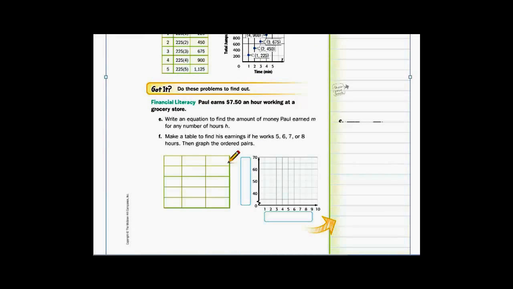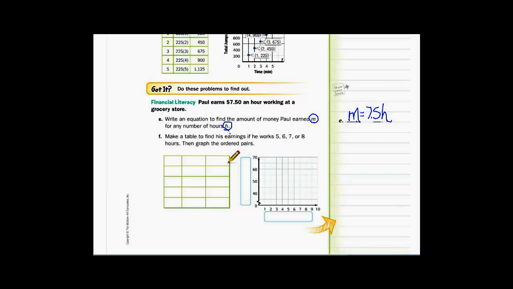All right, so back with me under got it. Paul earns $7.50 an hour working at a grocery store. So what's our equation? He does $7.50, so his amount earned, his money, let's say money. His money is $7.50 for every hour that he works. So his money is $7.50 times every hour. So if he works 2 hours, 2 times $7.50, $15. All right, so, oh, look, I didn't even see that part. I am just so psychic. M and H. All right, so there's our equation for E.